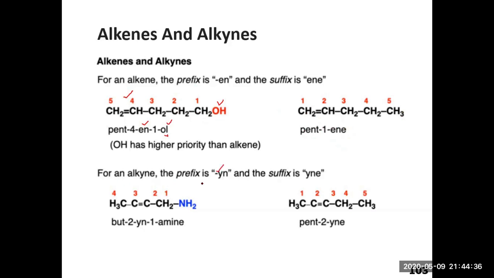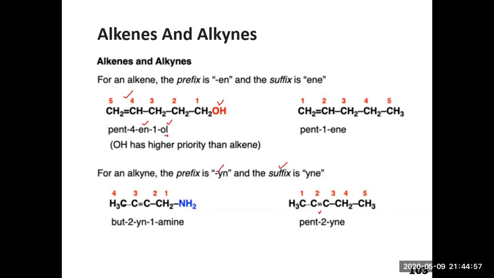For alkynes, we use the prefix "yn" and the suffix "-yne". So for example, if we have a monofunctional organic molecule containing a triple bond, this one is named as pent-2-yne. Again, we number at the end nearest the triple bond.